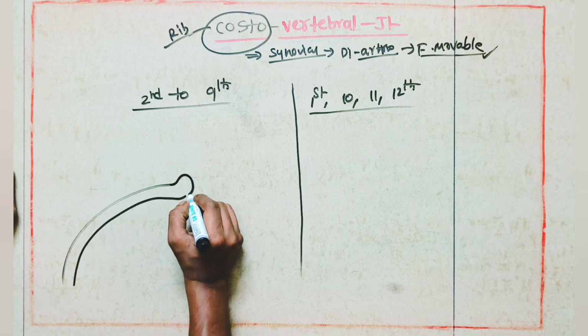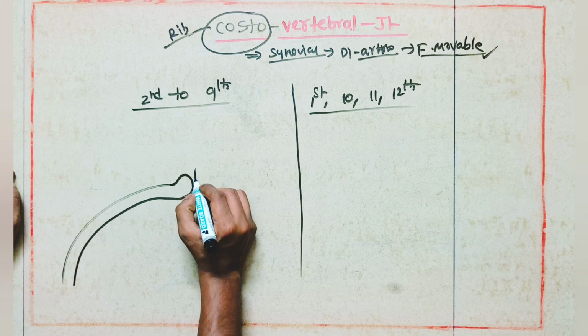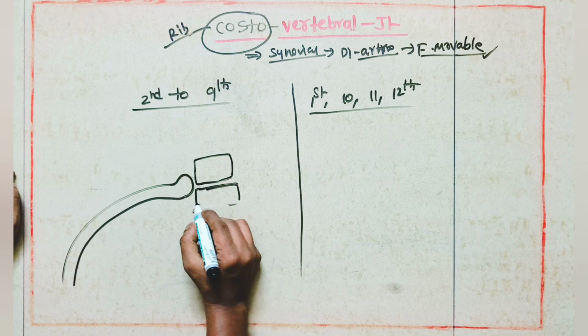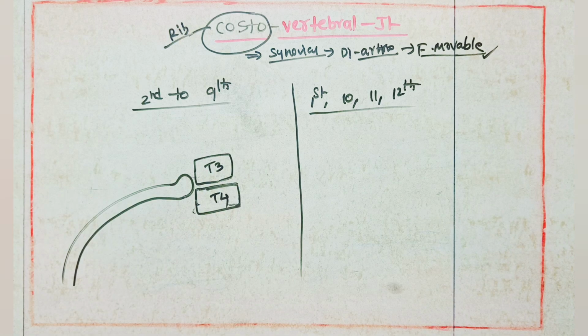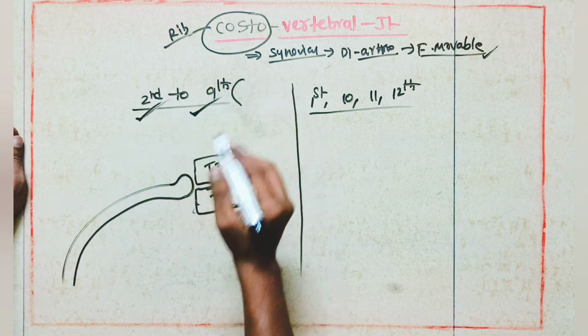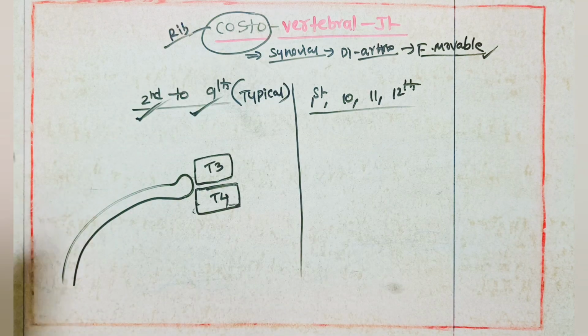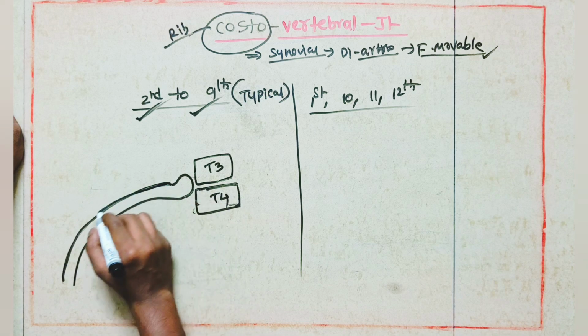a rib. Imagine this is the head of the rib. This head portion is going to articulate with the vertebra. Okay, see the point. Suppose imagine this is T3, this is T4. Imagine T3 and T4. The second to ninth ribs are called the typical ribs. Here, typical ribs in the costovertebral joint. What does it mean? Imagine this one rib.